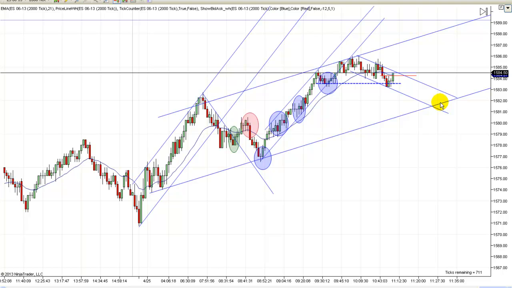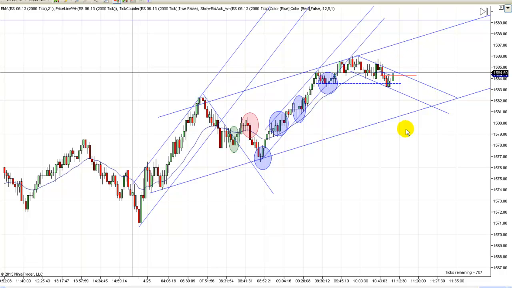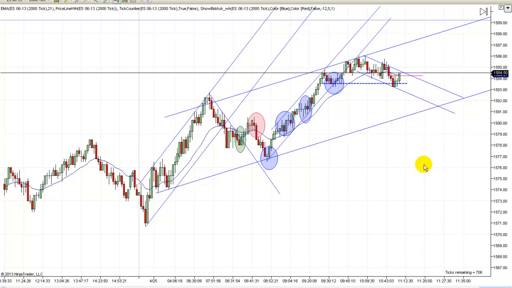But my guess is we're headed down here somewhere. We got this channel going. So until we get a break of this little channel, I would look for it to continue going lower. We'll just have to see. But we got a double bottom here too.